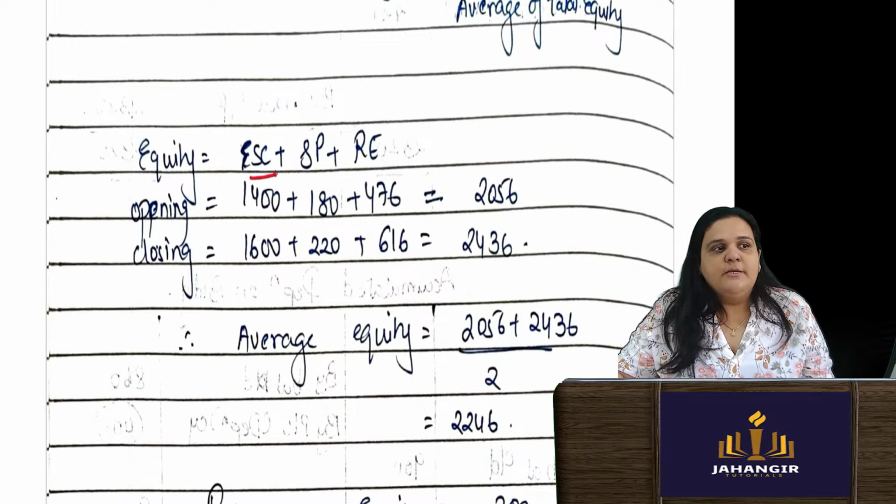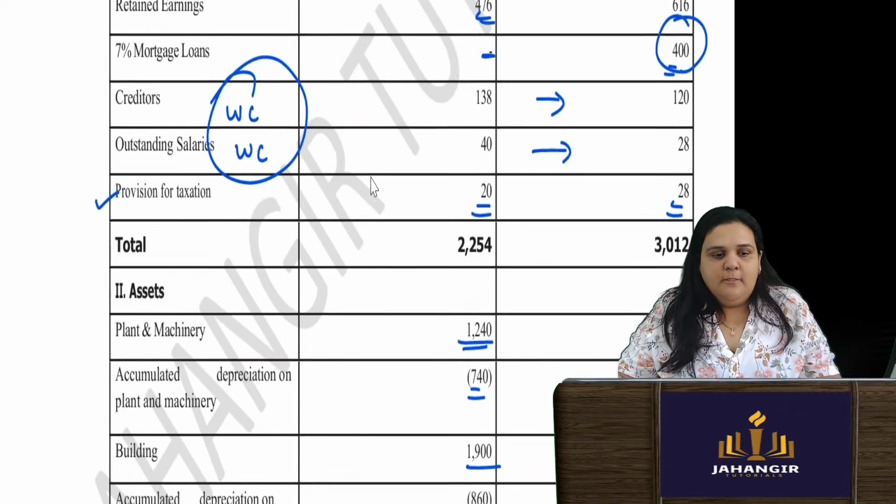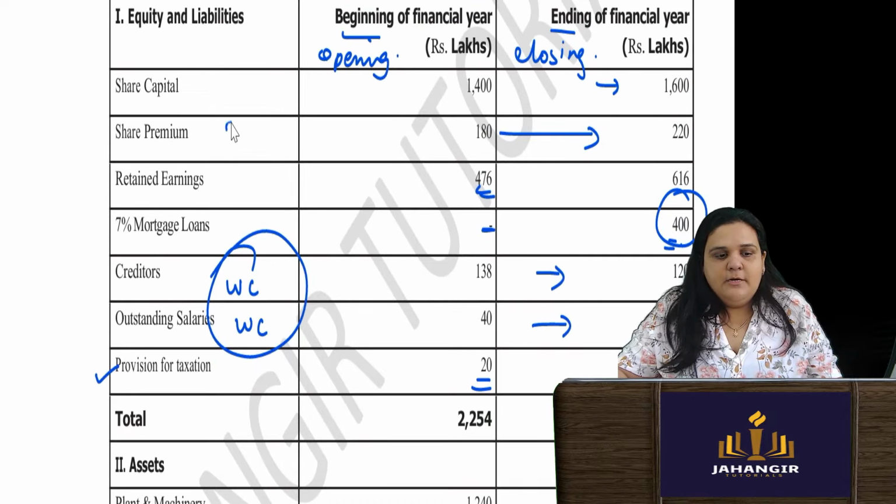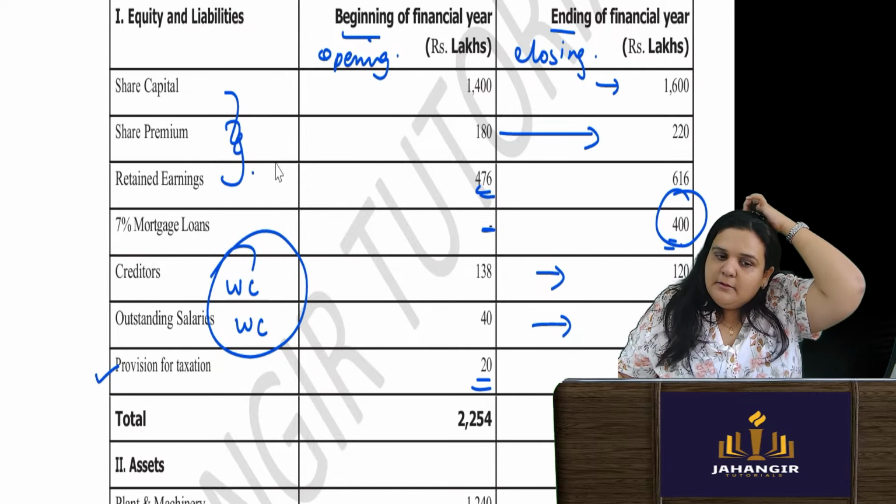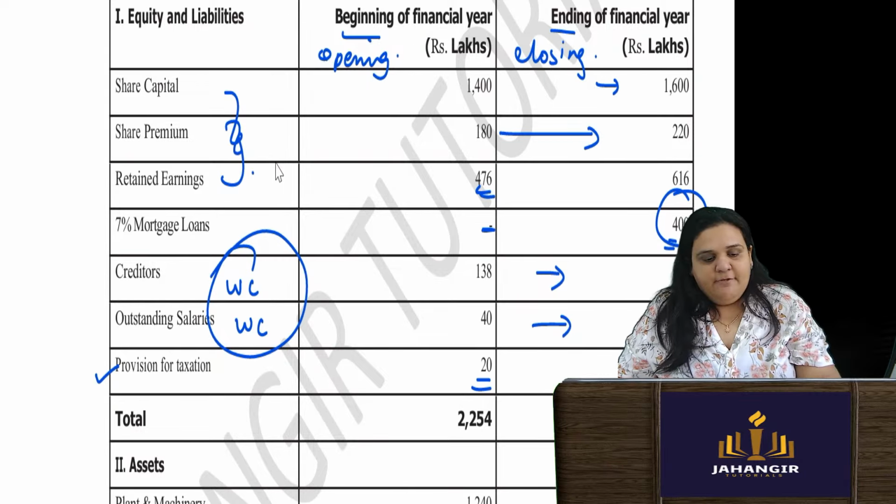Shareholder items: equity share capital, securities premium, retained earnings. All this belongs to the shareholders only. So all my shareholder items are going to become a part of my equity, and I'll have to take an average of it.